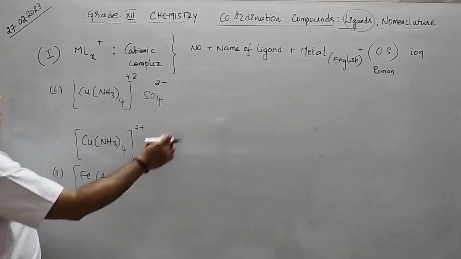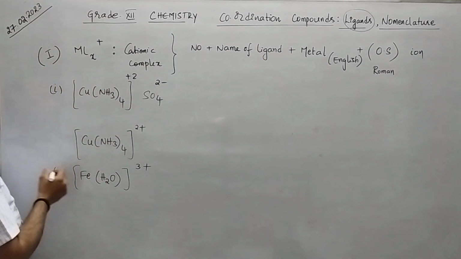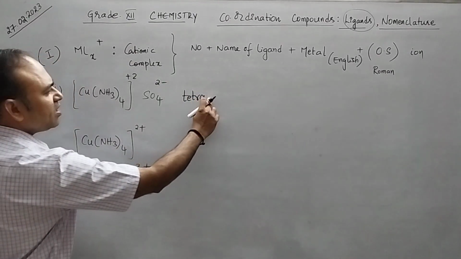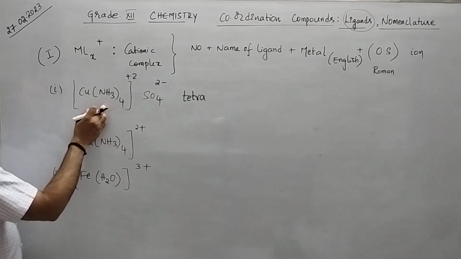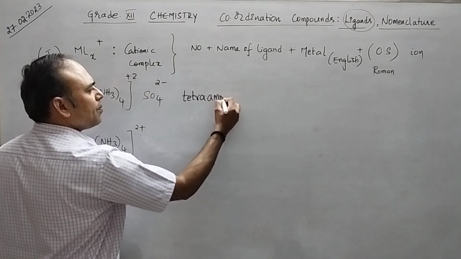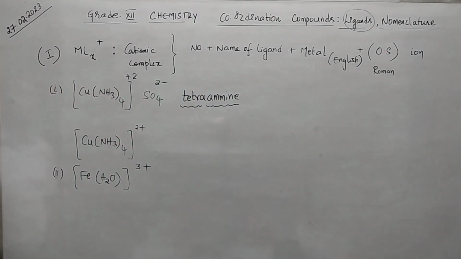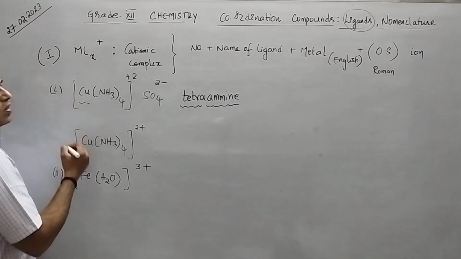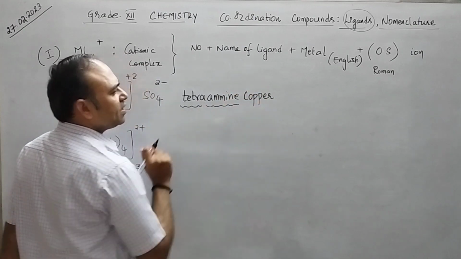Now, what is the formula? Number plus name of ligand. How many ligands are there? 4. Therefore, tetra. We should not have any space here. Continuously we should write, starting with the small letter. Now, NH3 is ammine. So this is the number, this is the name of the ligand. After this, the metal. If it is a cation, you have to take the English name. So that is Cu. Therefore, I will write copper. So this is the English name.